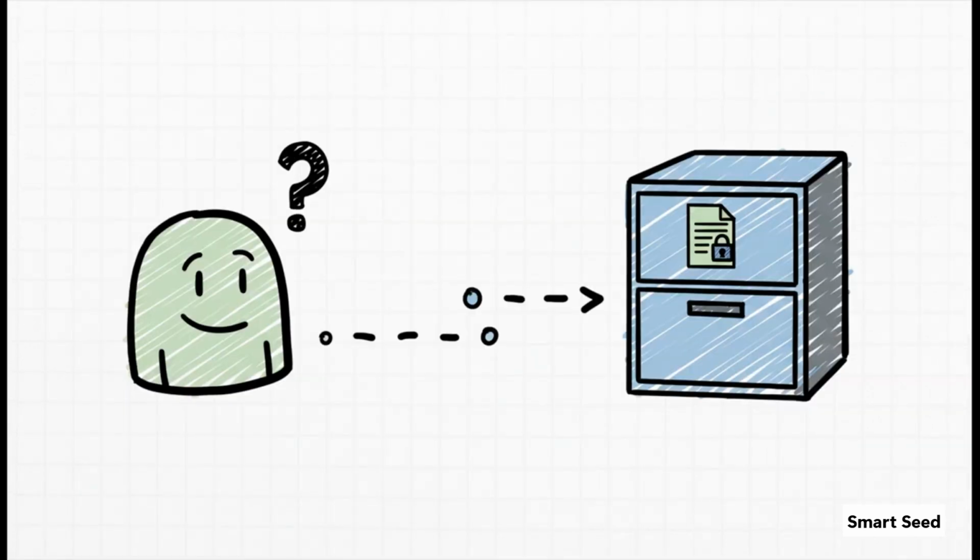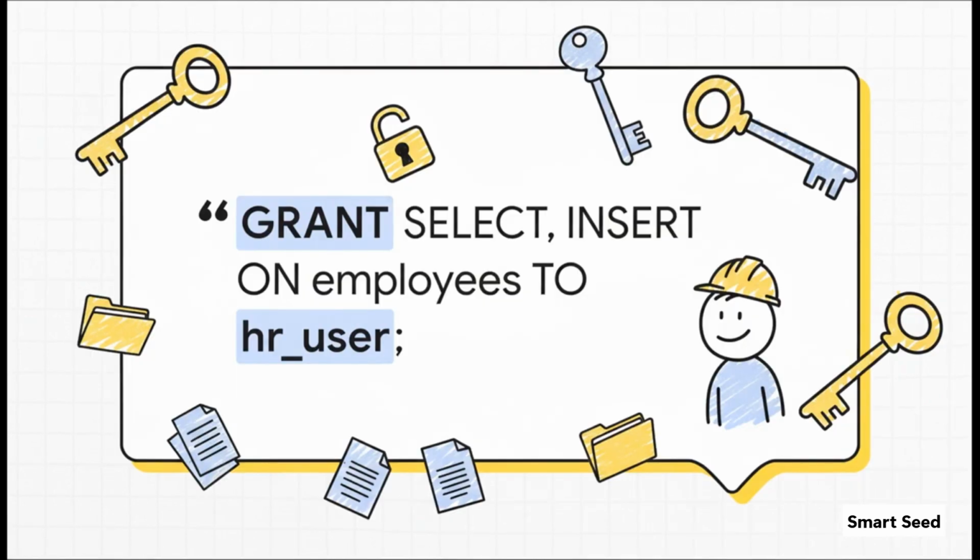Let's make this real with an example. Imagine we have a user from the HR department, and they need to access the employee files. This line of code right here is basically how we hand them the keys. We're telling the system to grant the ability to select, which means to read, and insert, which means to add new records, on the employee's table to our HR user. Simple as that. They now have the key to read existing files and to add files for new hires.